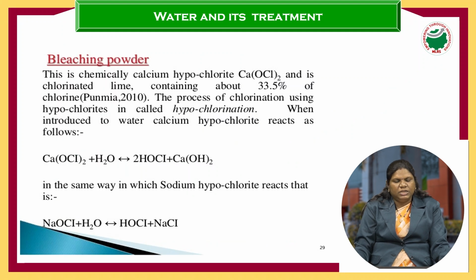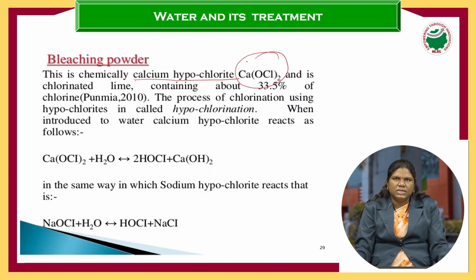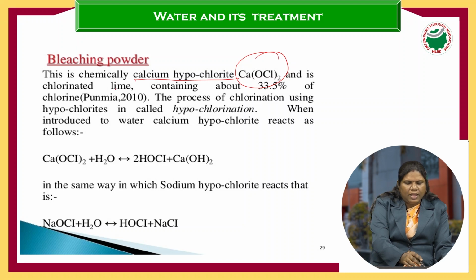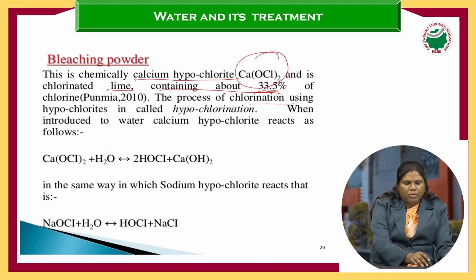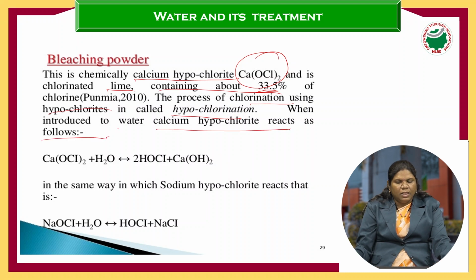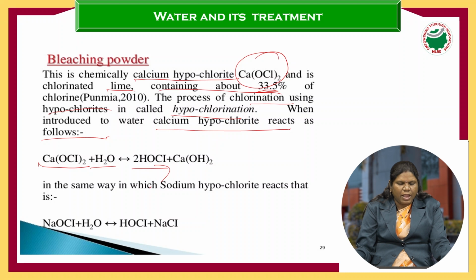Next, by adding bleaching powder. This is chemically calcium hypochlorite. The chemical formula of bleaching powder is CaOCl2, a chlorinated lime containing about 33.5% of chlorine. This process of chlorination using hypochlorites is called hypochlorination. What will happen when the bleaching powder is added to water? It will form hypochlorous acid plus calcium hydroxide.